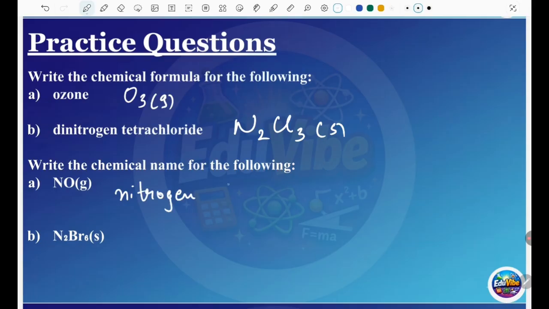The second one is the oxide, but we have to make the mono oxide. We can't write the mono at the first of the thing. Don't write it over there. We write it over there.